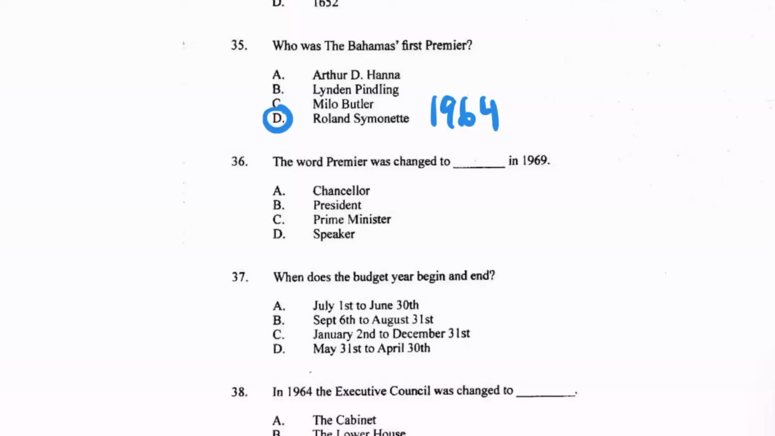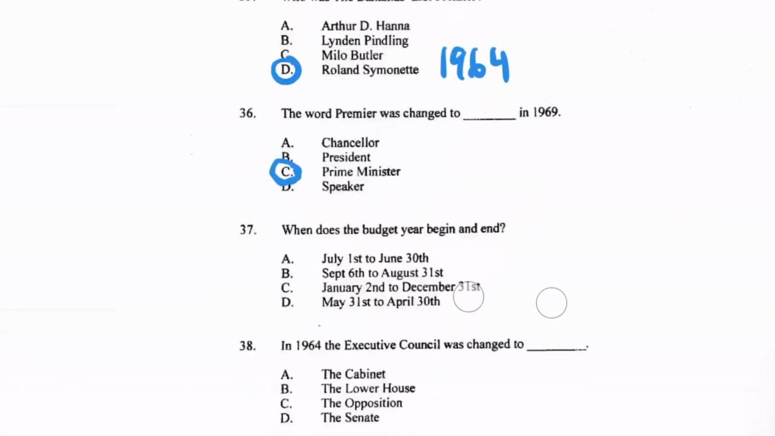Number 36, the word premier was changed to what in 1969? Yeah, it was changed to prime minister. So the answer is C.